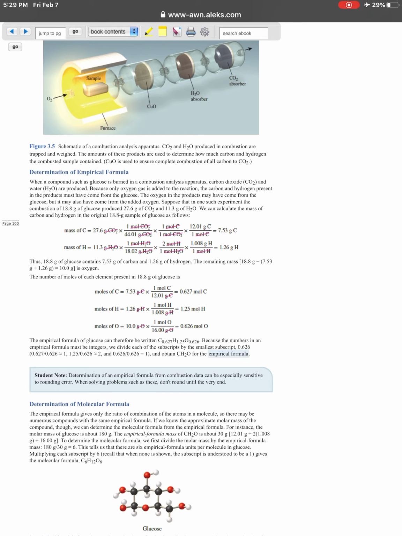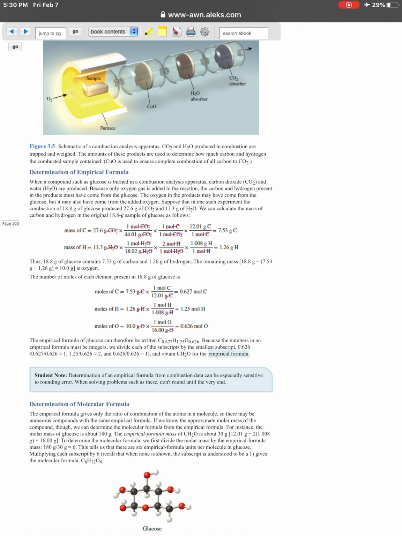Now we have the masses of the first 2 elements, carbon and hydrogen. We need to find the mass of oxygen because glucose has 3 elements, not 2. How do you do that? You take the total mass, that's the mass of the sample, 18.8 grams. Subtract from that the mass of the hydrogen and the mass of the carbon. So carbon is 7.53 grams, hydrogen is 1.26 grams. The difference there is 10.0 grams. So that would be the mass of the oxygen that was in the original sample.